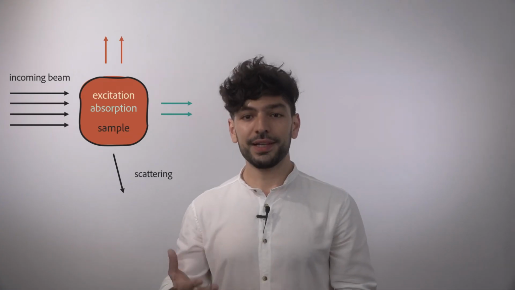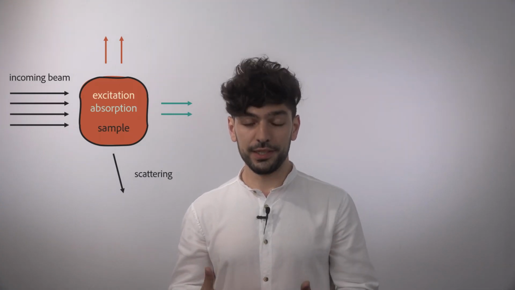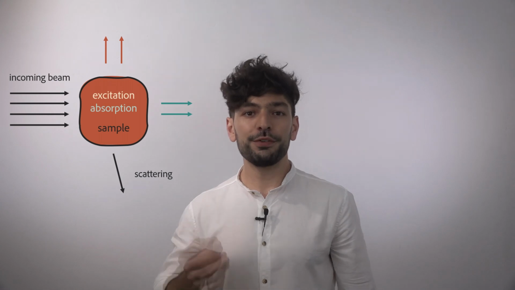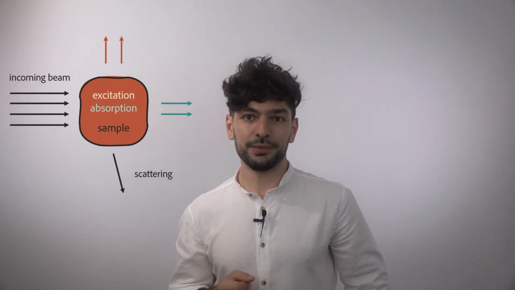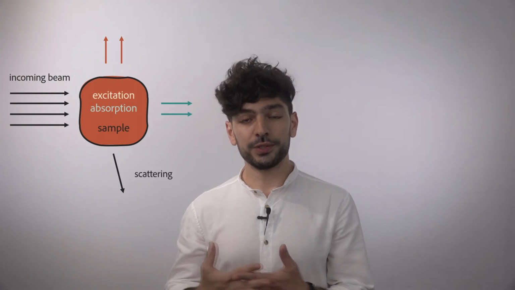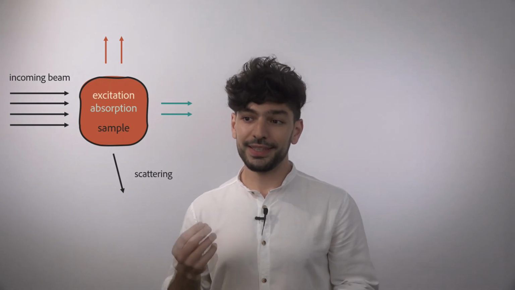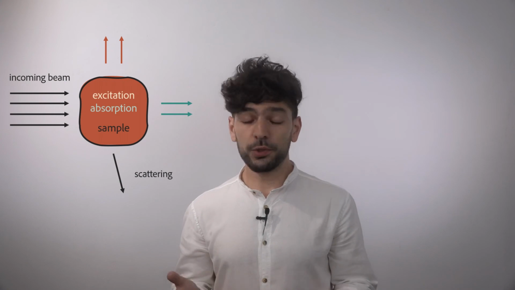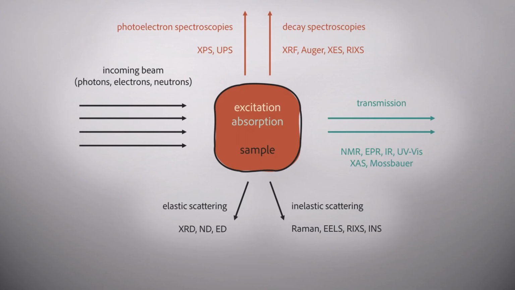But as it often happens in our life, no one can stay in the excited state for too long. So a vacancy left by an excited electron should be filled very fast by another electron. And this will result in a secondary process. For example, we can create a secondary photon. And of course, this is not the only possibility. We call this group of techniques which are based on the secondary processes decay spectroscopies.